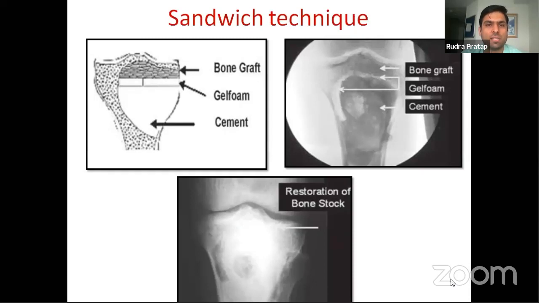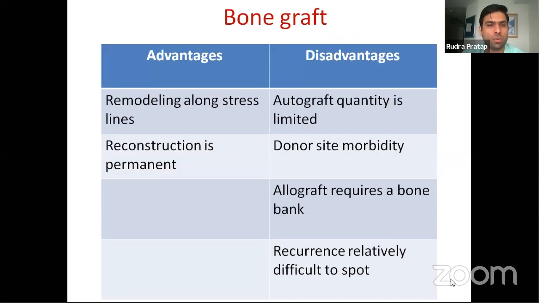A special type of technique is again described for reconstruction of defects around the knee joint, which utilizes both bone graft as well as cement. A bone graft is placed just below the articular surface, if a small amount of bone is left below the articular surface, and it is separated from the cement with the help of a gel foam in order to prevent damage to the articular cartilage, which happens because of the heat generated during cement setting.